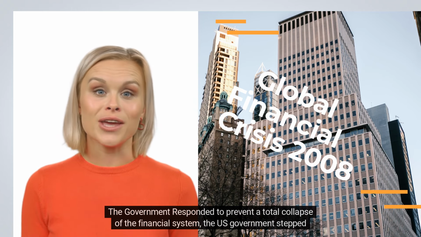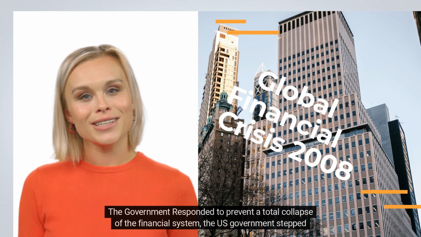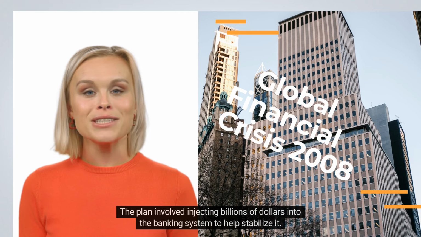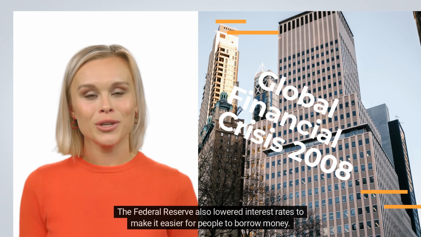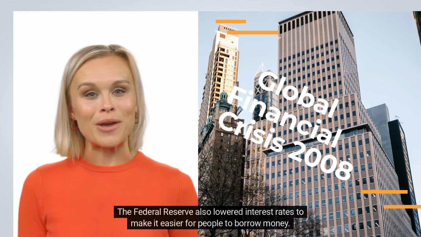The government responded to prevent a total collapse of the financial system. The U.S. government stepped in with a bailout plan. The plan involved injecting billions of dollars into the banking system to help stabilize it. The Federal Reserve also lowered interest rates to make it easier for people to borrow money.